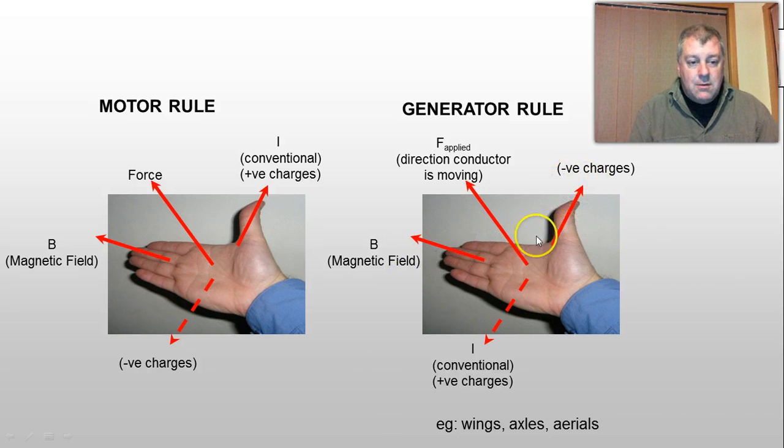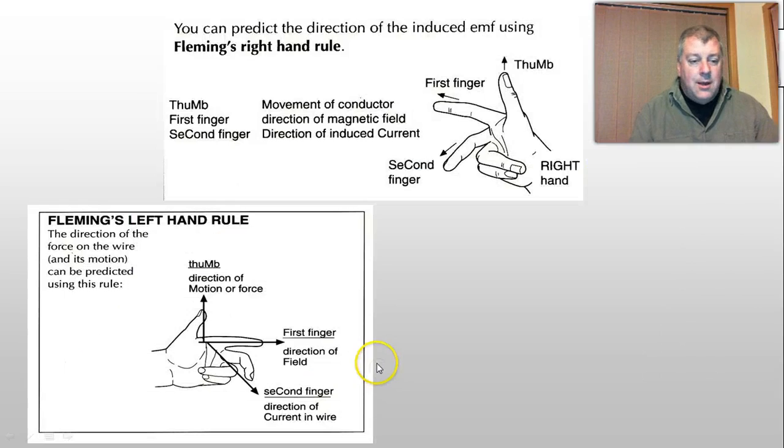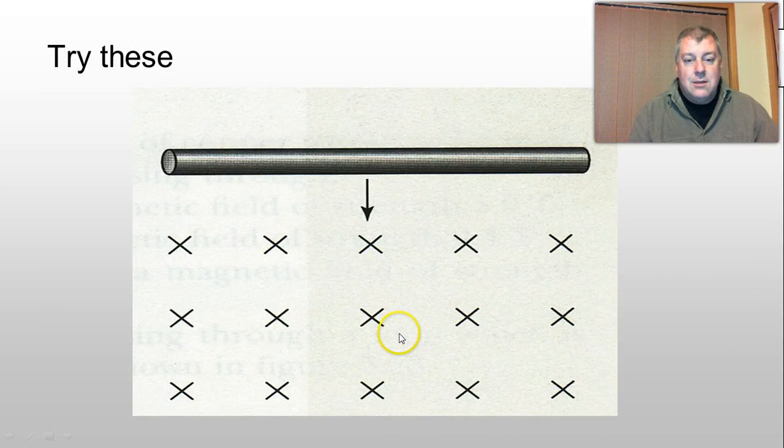Your thumb is the negative charges, your force is your force applied, and conventional current or positive charges is going in that direction. So you'll find if you go on the internet a whole lot of different rules. This one uses your left hand for the motor rule. I'd stick to the right hand rule and just remember whether or not you're using the motor rule or the generator rule. You can use Fleming's right hand rule or Fleming's left hand rule, your choice. And so let's have a go at these.